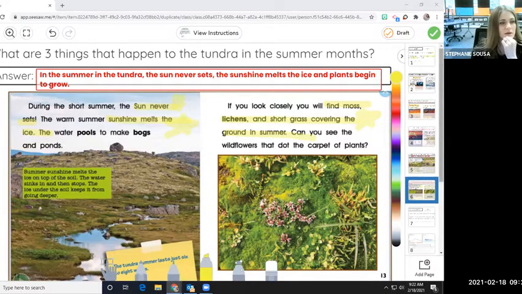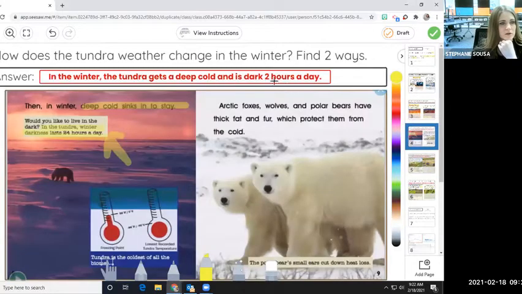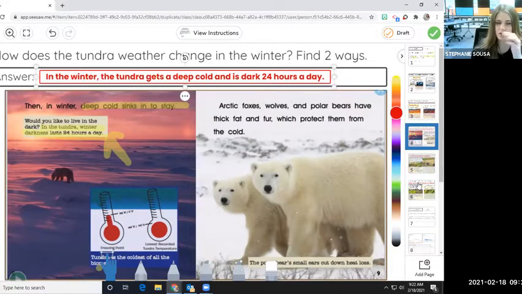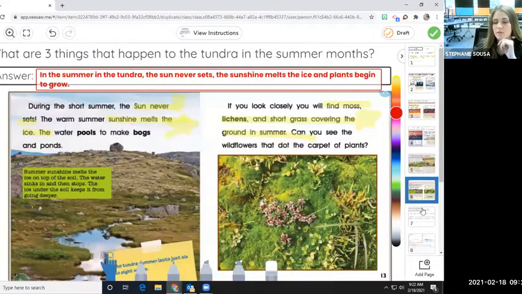Okay? William is telling me something I wrote said 2 hours. Oh, good catch, William. In the tundra, it is dark for 24 hours a day, not 2. Thank you, William. Good catch. Okay. So again, you and your partner might have found some different information to focus on, but the main idea should have been the same.